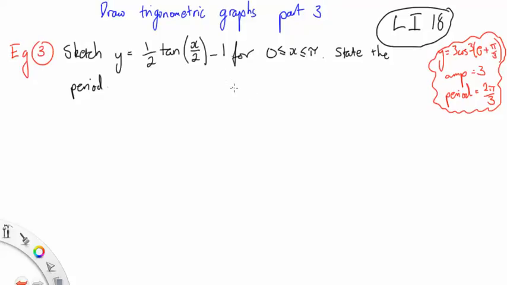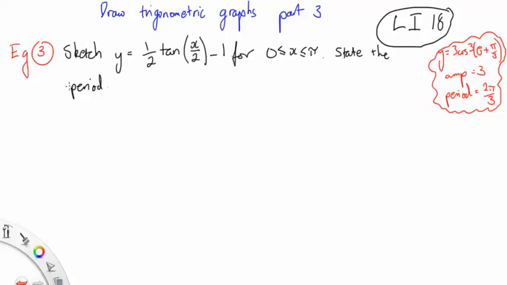So we want to sketch this graph. Firstly, what's the amplitude of this graph? Trick question, no amplitude. It's a tan graph, no amplitude. We've been over this. Don't get tricked. Tan graphs have no amplitude. That's why it's just saying state the period.